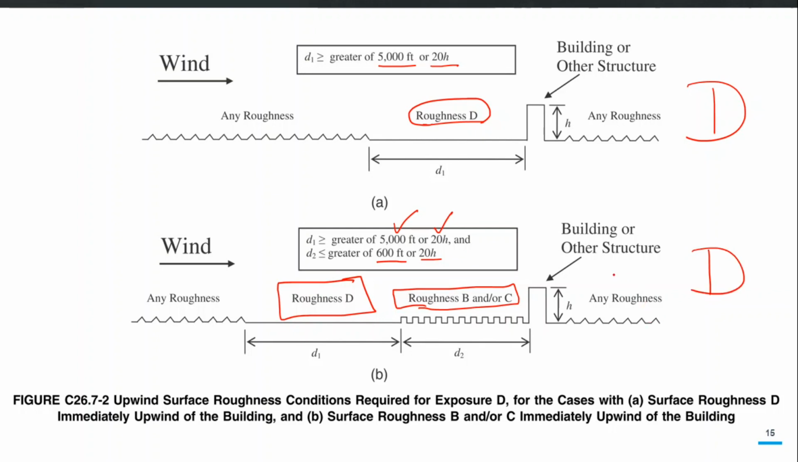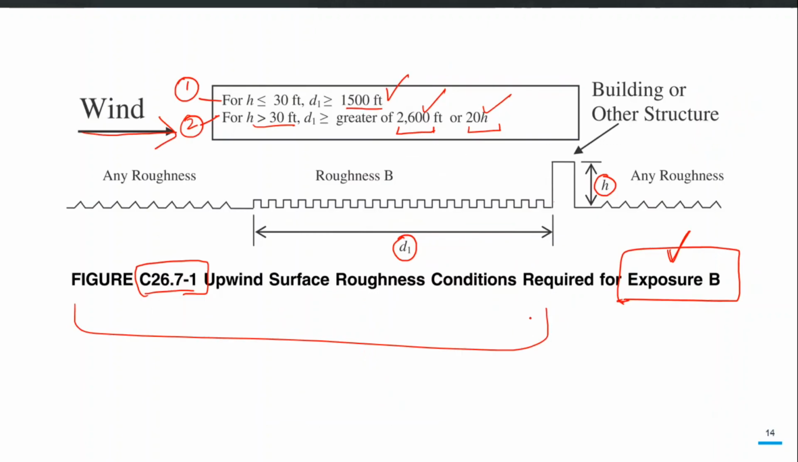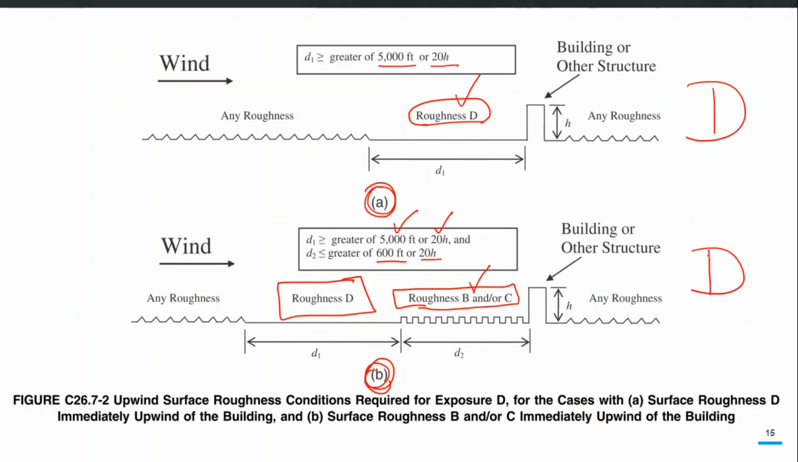So which means that exposure category D can be assigned to surface roughness D as well as surface roughness B or C, depending upon which of these two conditions, A or B, are being fulfilled by your particular site and building. So if again this criteria is not fulfilled, which means exposure category B, or any of these two criteria are not fulfilled, which means exposure category D, then you can assign an exposure category C to your structure.